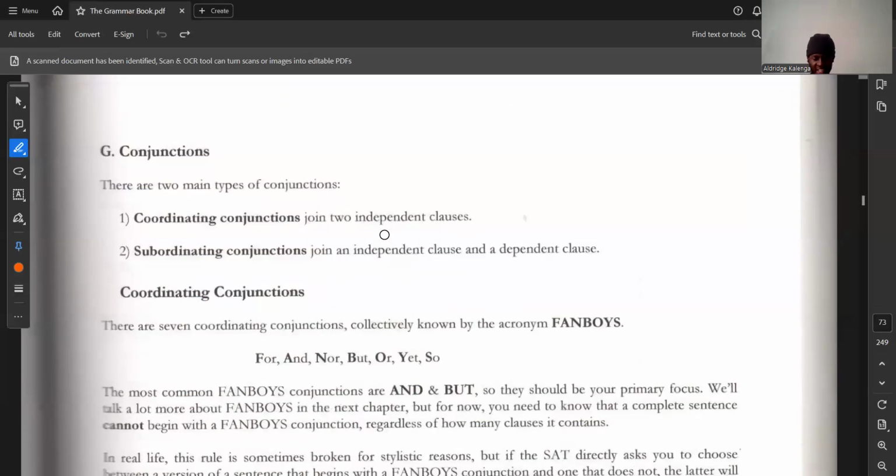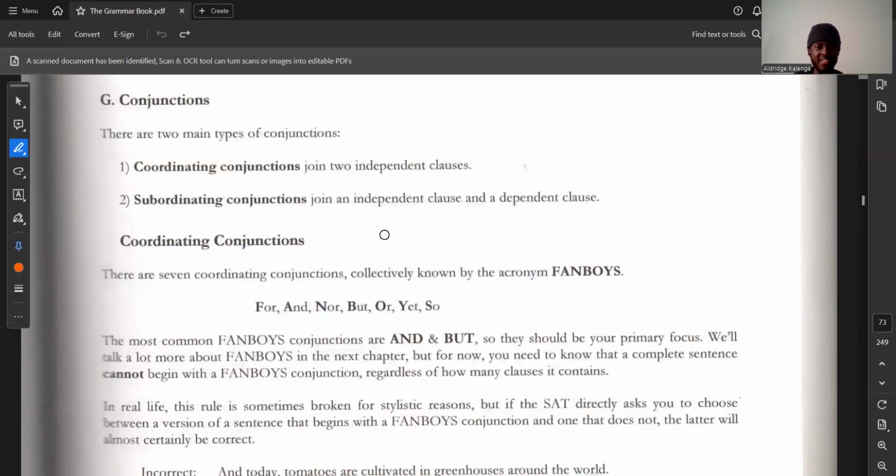Conjunctions, the two types of conjunctions. We have a whole chapter on this. I think we might have done that on the YouTube channel. So we have two types of conjunctions: coordinating and subordinating conjunctions. If you're going to join two independent clauses or two sentences, you use coordinating conjunctions. Because you can't have a fragment alone. If you're going to add a fragment to a sentence, that's when you can use a comma and others, so you can use subordinating conjunctions.